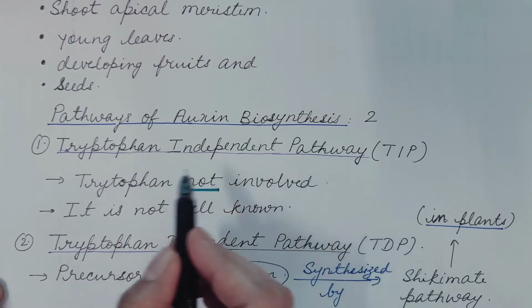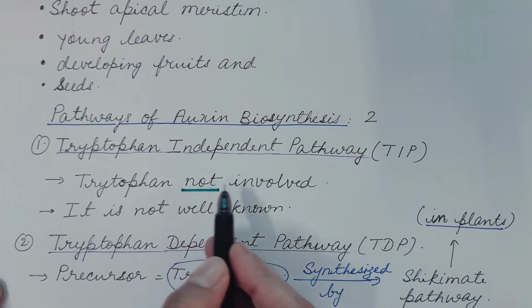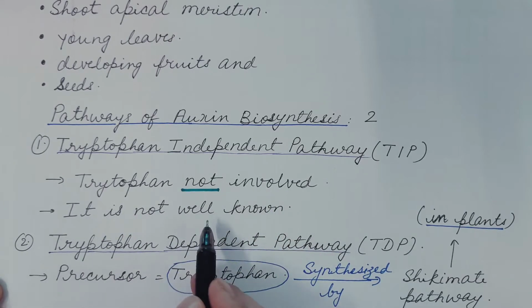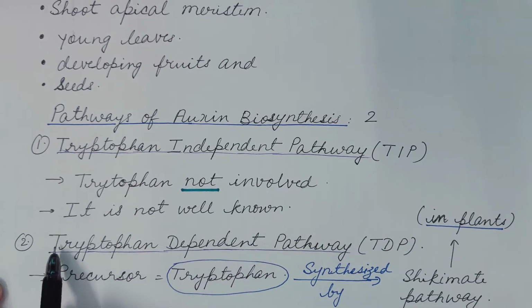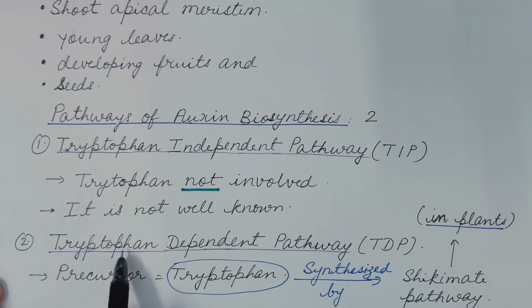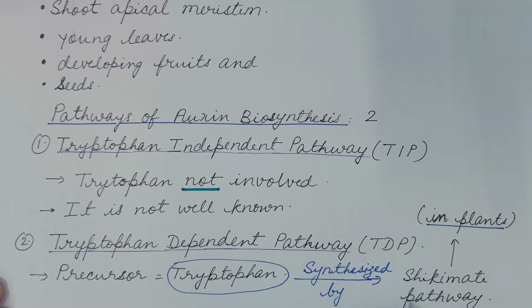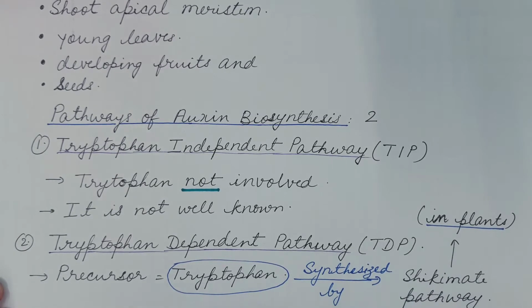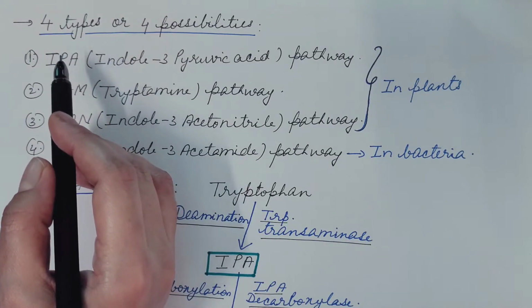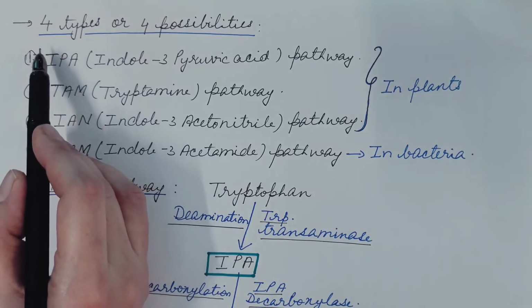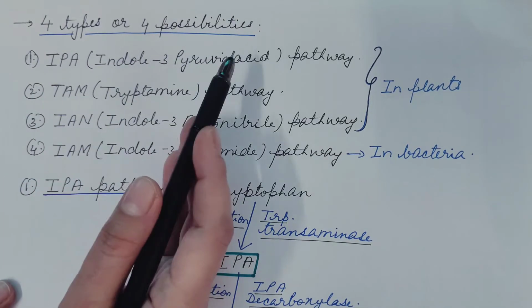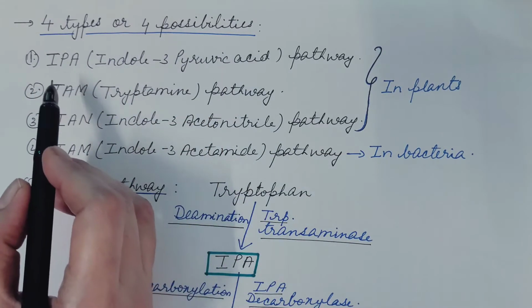Tryptophan independent pathway does not involve tryptophan and its mechanism is not well known. So in this video we will mainly discuss the tryptophan dependent pathway. In this pathway the precursor is tryptophan. It is synthesized by the shikimate pathway in plants, but this pathway is not present in animals. Now in the tryptophan dependent pathway, 4 possibilities are there.